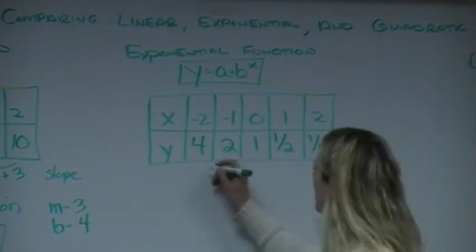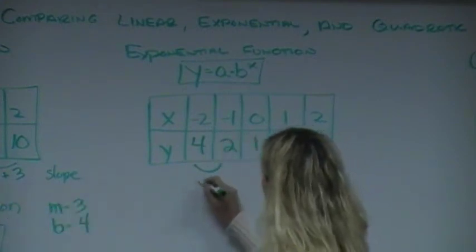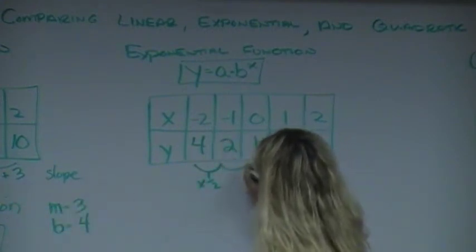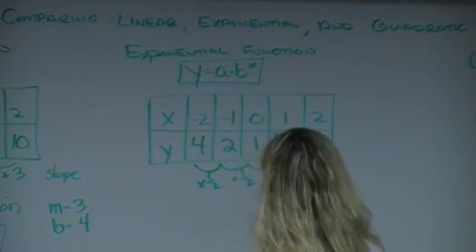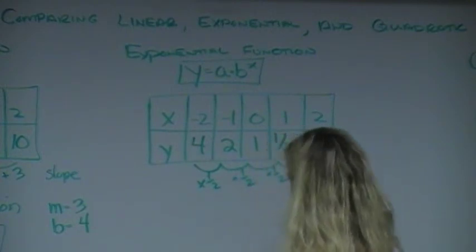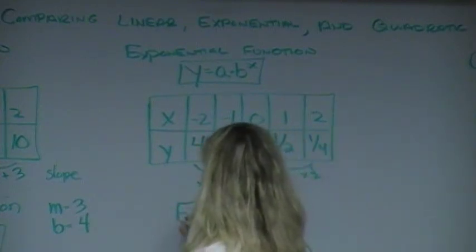Yep. So notice I'm not adding anymore, so it's not a linear function. I'm multiplying by 1 half to get my next y value. So because I'm multiplying by a constant number, or the same number every time, I automatically know it's an exponential function. Because I'm multiplying by the same number every time. So we know it's an exponential.